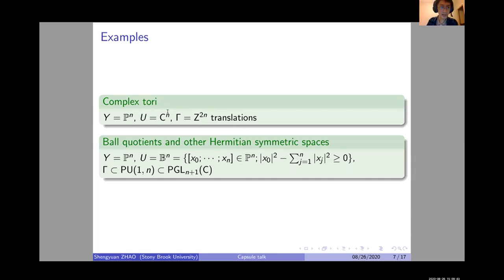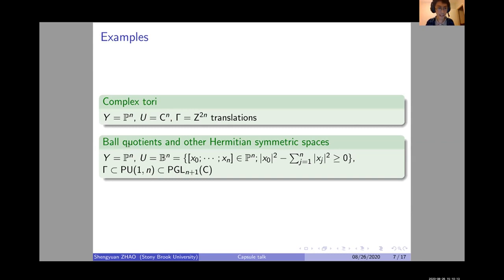The most trivial example is the compact case. You take Y to be the projective space of dimension N, and for the open set U, you just take the affine space, which is a Zariski open set. And the group Gamma is isomorphic to Z^{2N}, a group of translations acting on the affine space. And the quotient is a complex torus.